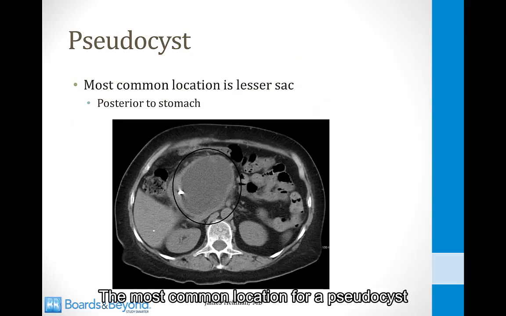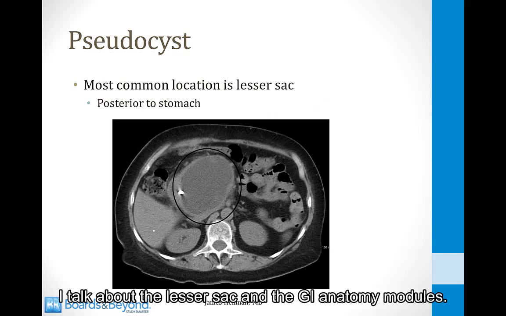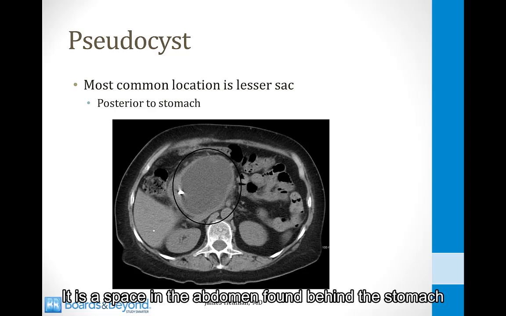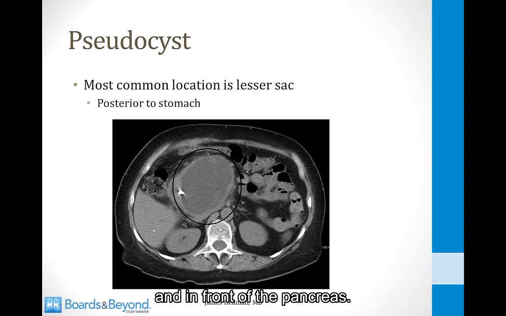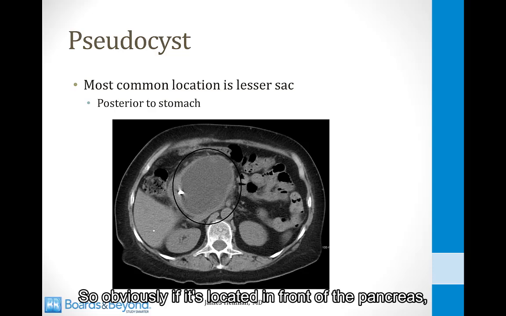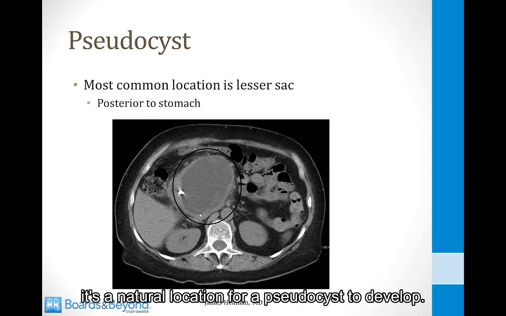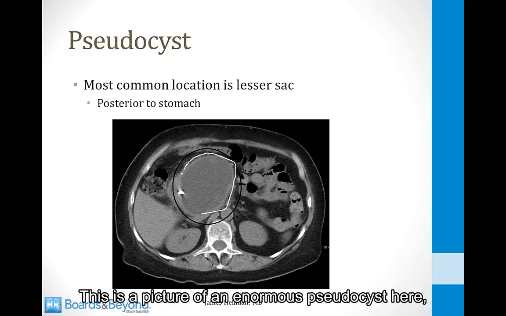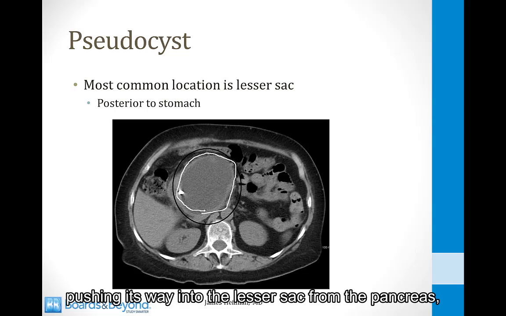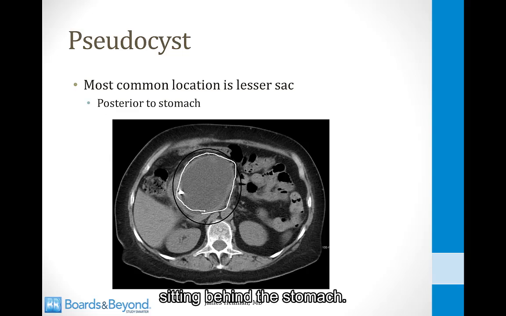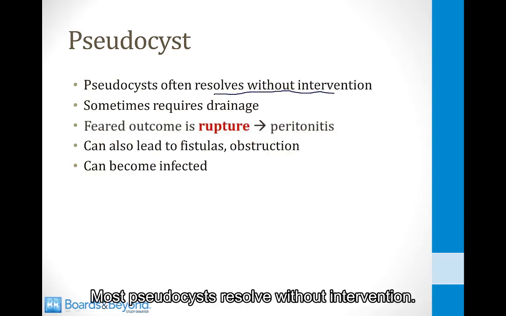The most common location for a pseudocyst is in the lesser sac of the abdomen. I talk about the lesser sac in the GI anatomy modules. It is a space in the abdomen found behind the stomach and in front of the pancreas. So obviously, if it's located in front of the pancreas, it's a natural location for a pseudocyst to develop. This is a picture of an enormous pseudocyst here pushing its way into the lesser sac from the pancreas sitting behind the stomach. Most pseudocysts resolve without intervention.